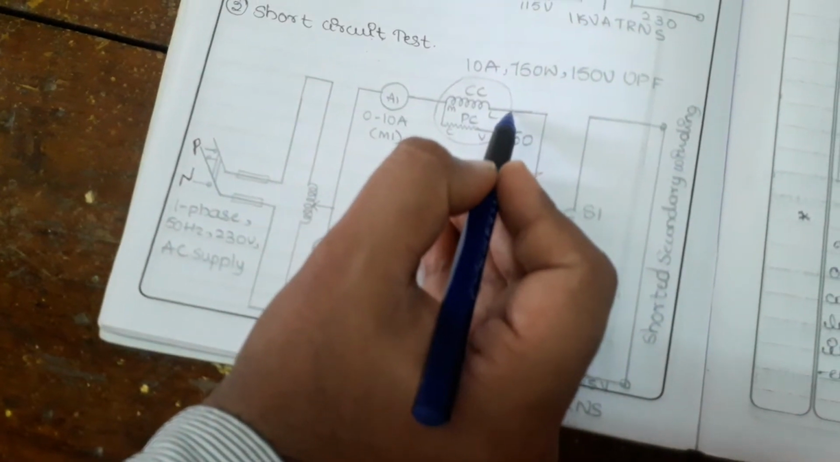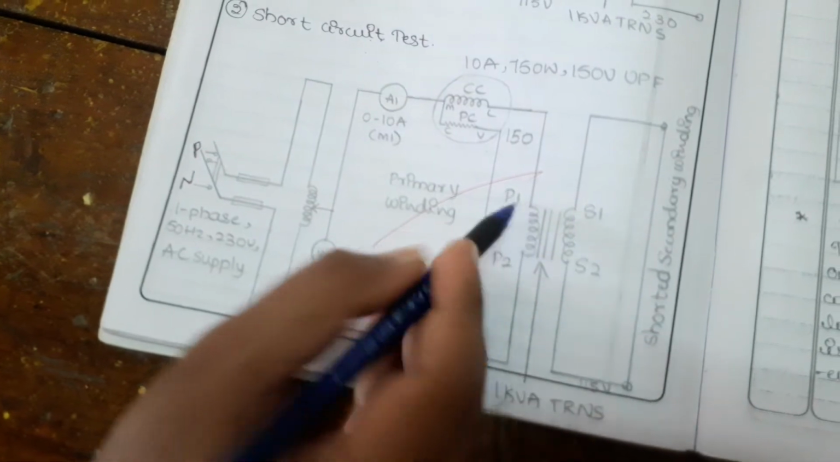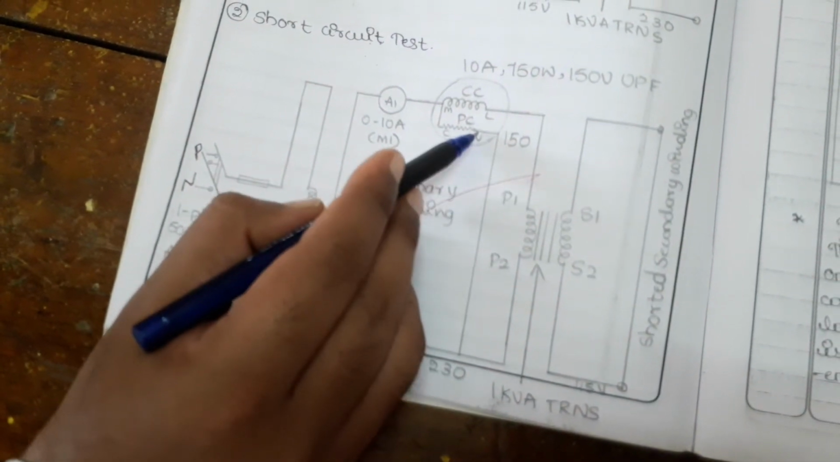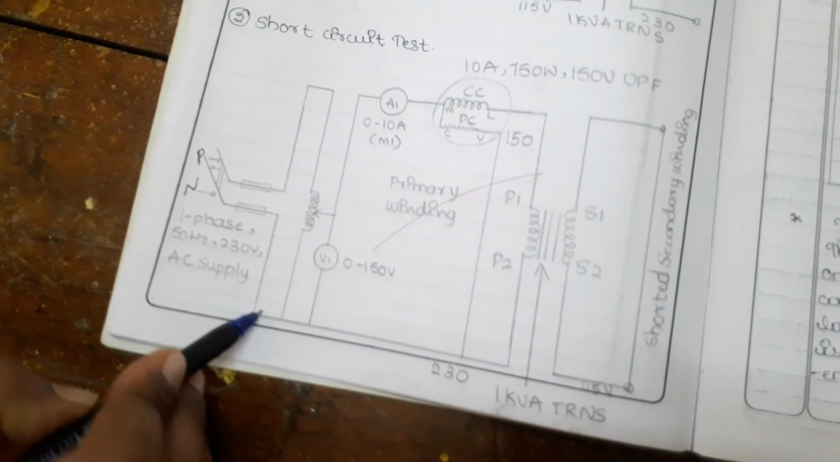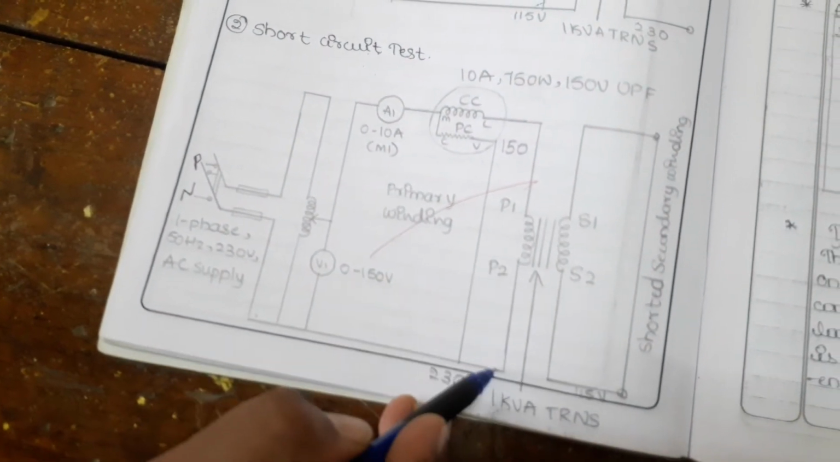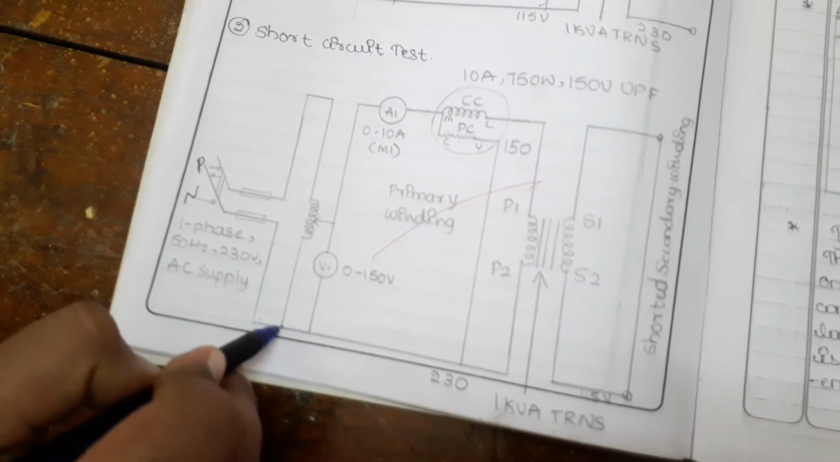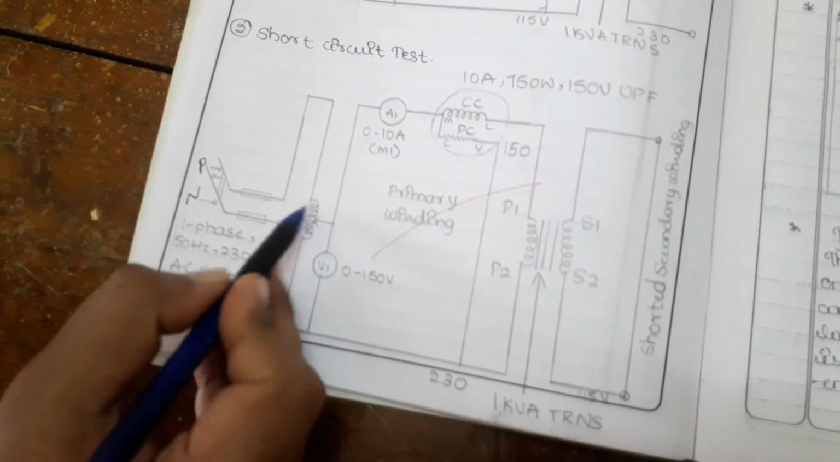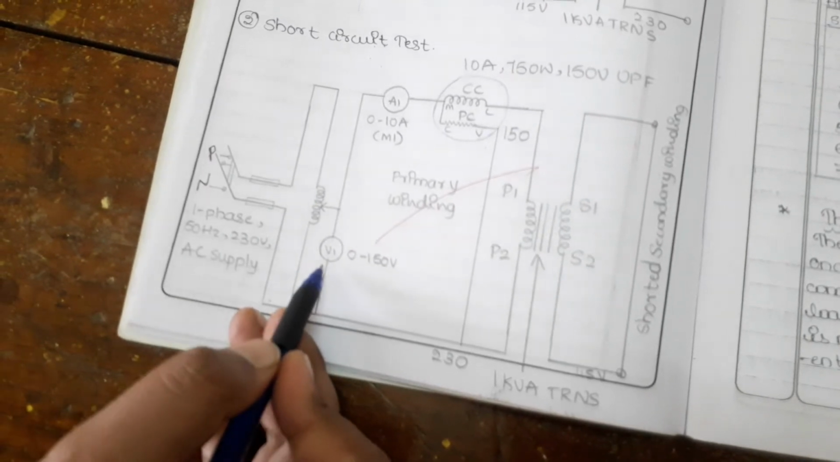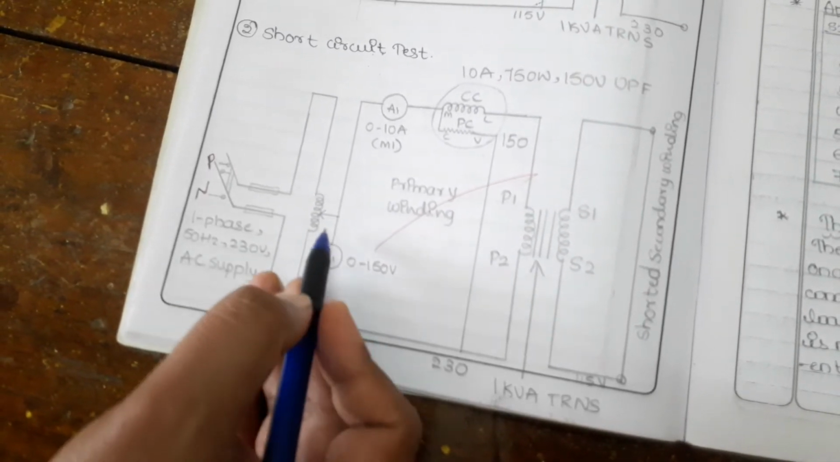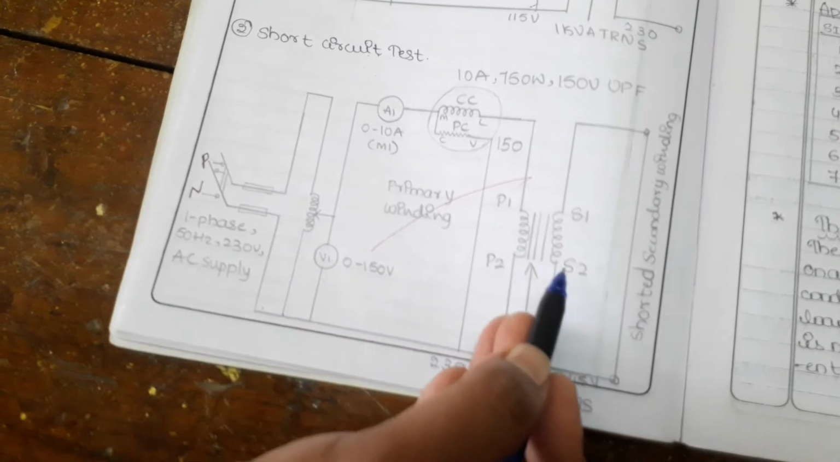Then from point L it is connected to P1 of the transformer. Similarly, the V point of the wattmeter is connected to the neutral of the auto transformer. P2 is also connected to the neutral of the auto transformer, and across the auto transformer we are going to connect one voltmeter just to read the input voltage we are applying to this transformer.